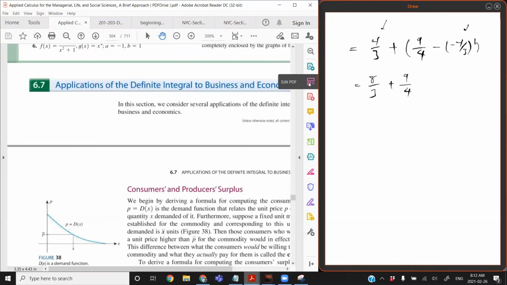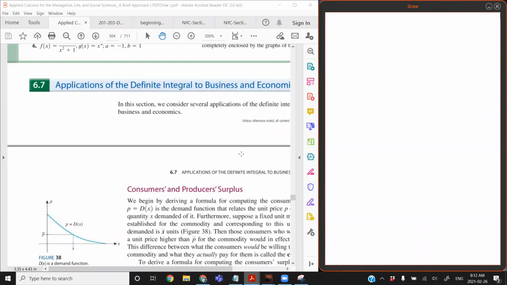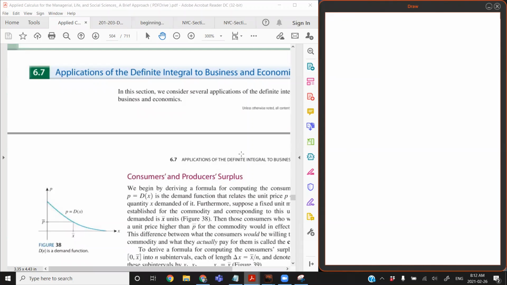Which is we're going to learn about applications of definite integrals in business and economics. We're going to learn to calculate two quantities called consumer surplus and producer surplus. It would be very easy to memorize the formulas of these two quantities, the consumer surplus and the producer surplus, if you know the geometry of that.